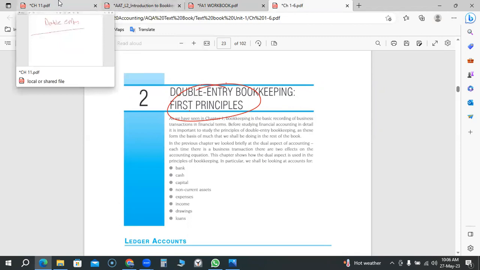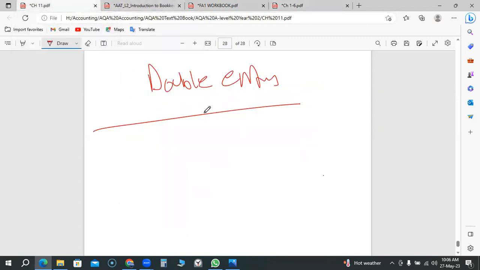Can you please write or tell me what mnemonic you have remembered so far for double entry? What helps you to remember double entry? The most popular in the United Kingdom is DEAD, and then, yeah, octave. Someone raised a hand. Do you want to unmute yourself and talk about it? You can raise your hand and talk.